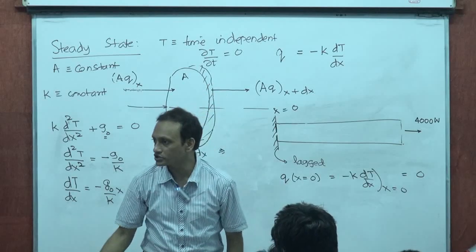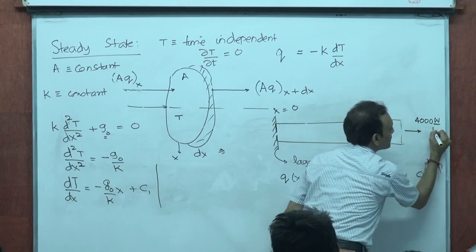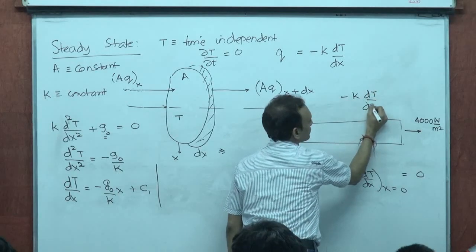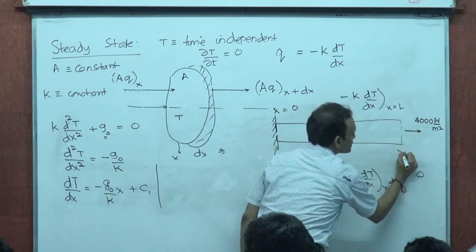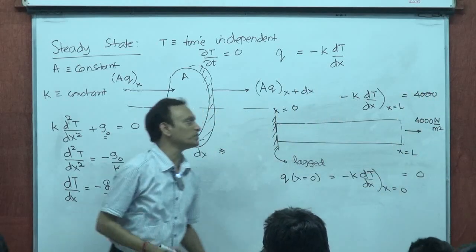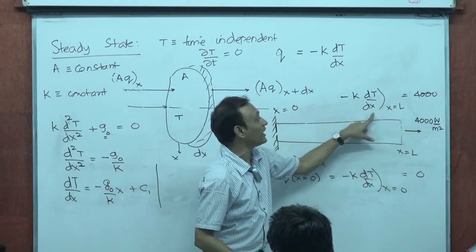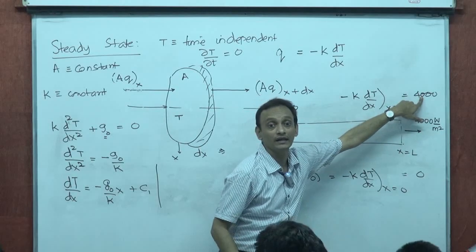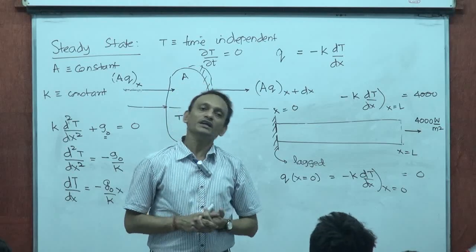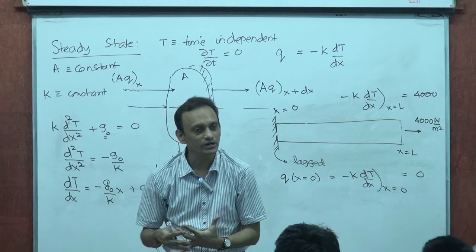Let's say it's 4,000 watts per meter squared. Then you can conclude that minus k dT/dx at x equal to L is 4,000 watts per meter squared. Let's say that's the heat flux at x equal to L. The value of this expression at x equal to L is 4,000. So that can give you another boundary condition, right? In a certain sense, we have a combination of these boundary conditions coming our way.